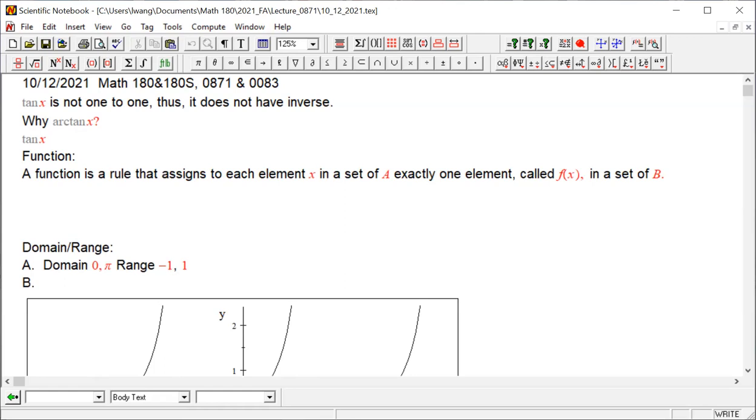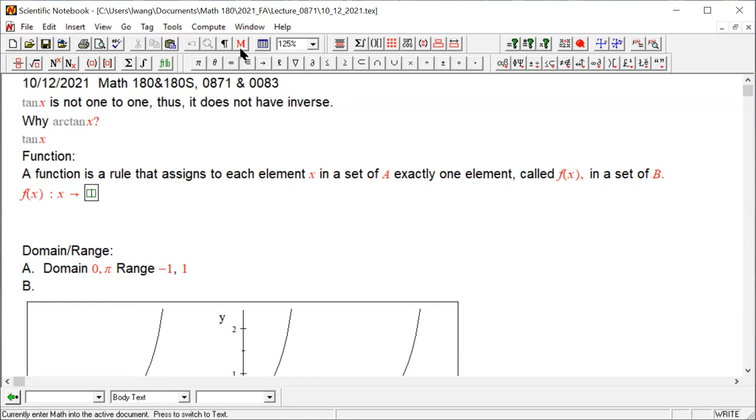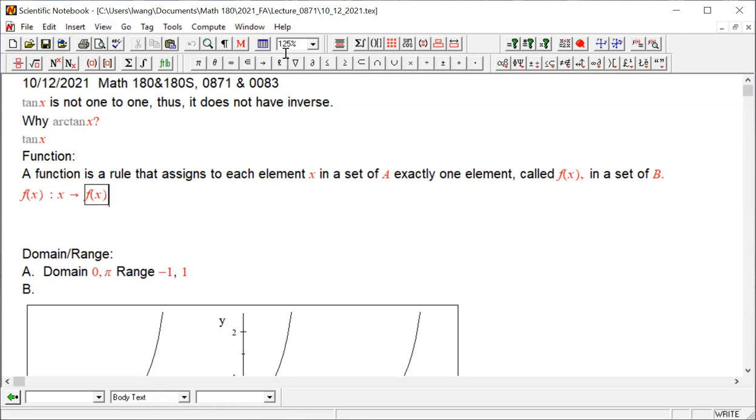And from this context, how do we describe a rule that assigns to each element? We have an element in A, and this element is called x. This element is the input, and the function applies to it. The picture is that the input is supplied to the function, the function applies its rule to the input, and it produces exactly one output.